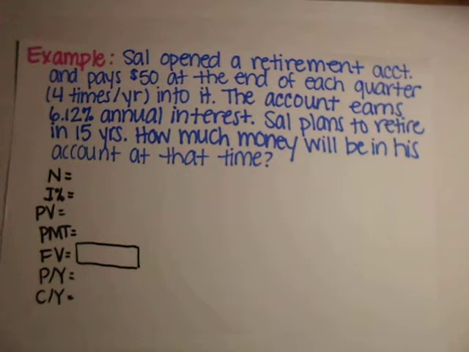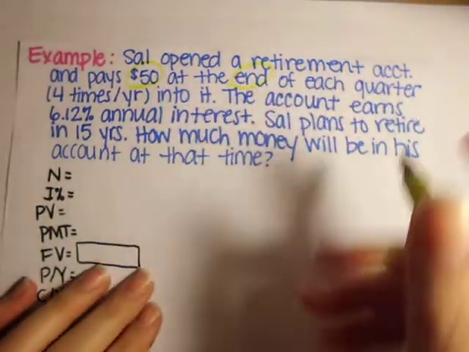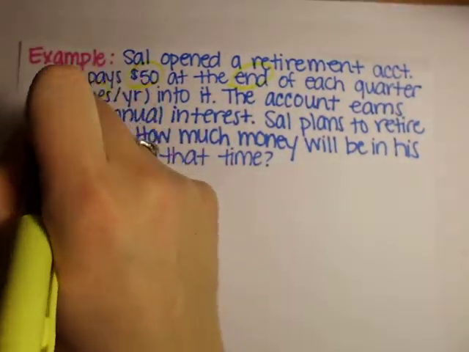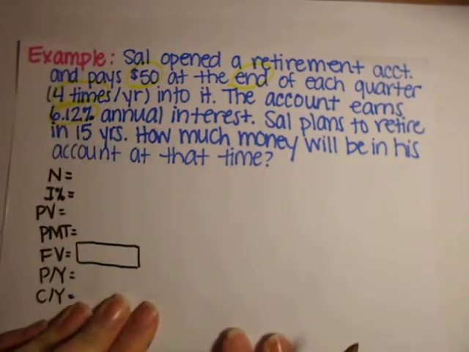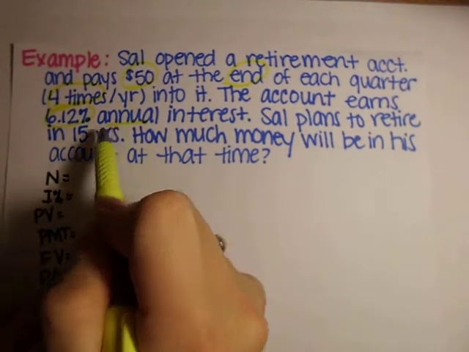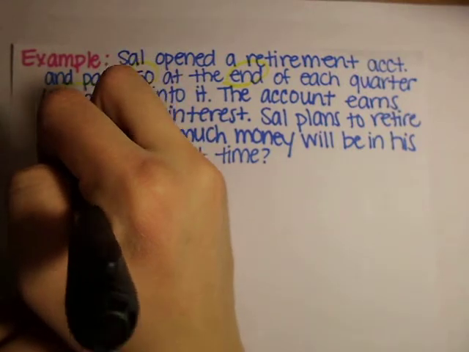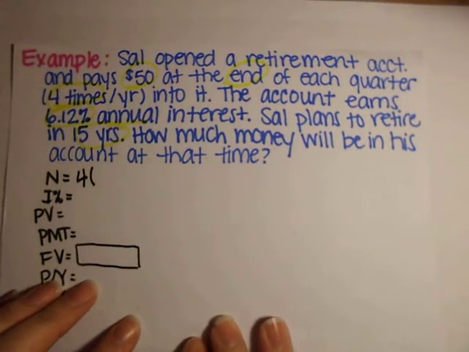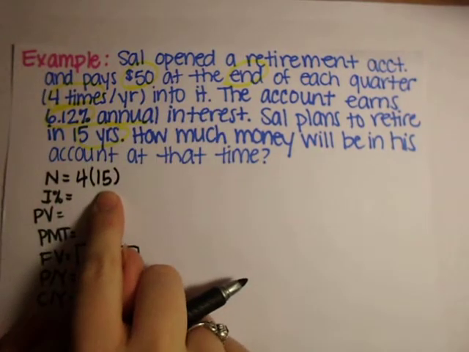So we know that he pays $50 into the account at the end of each quarter. So this means 4 times per year. The account earns 6.12% interest annually. And he plans to retire in 15 years. So we want to find out how much money will be in the account at that time. So we know it's compounded quarterly, so this will be 4 times the number of years, 15. So this is the number of times interest will be compounded.